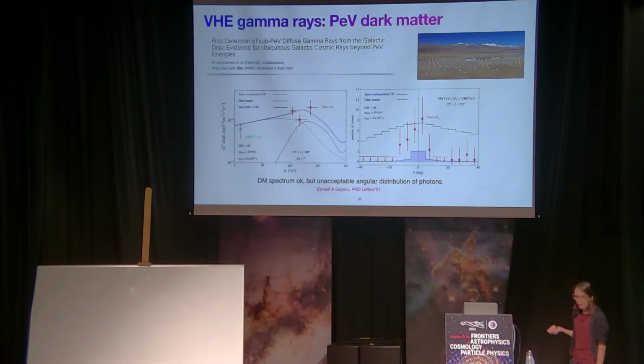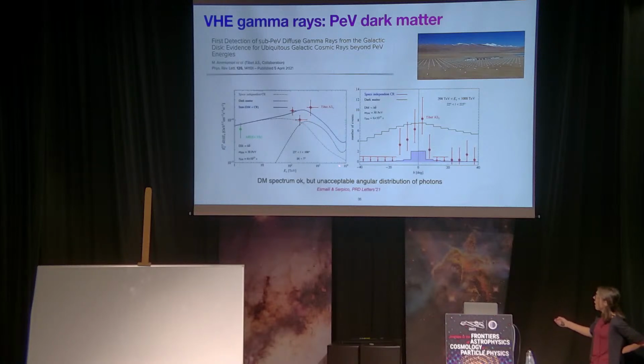We saw this in the first part of the slides yesterday, because I mentioned that both Tibet AS-gamma and LHAASO managed to measure the galactic diffuse emission from our own galaxy. But in this glow of diffuse photons from our own galaxy, there could also be a signal from dark matter. So people have used those data from Tibet AS-gamma, and now they're doing that also with LHAASO, to constrain dark matter models at the PeV scale, getting constraints on the dark matter lifetime.